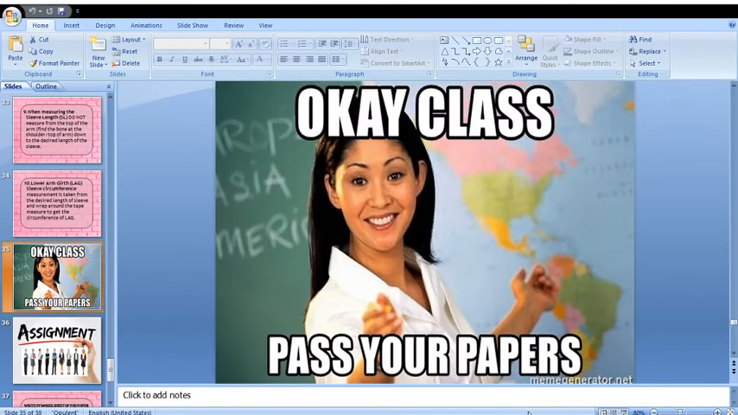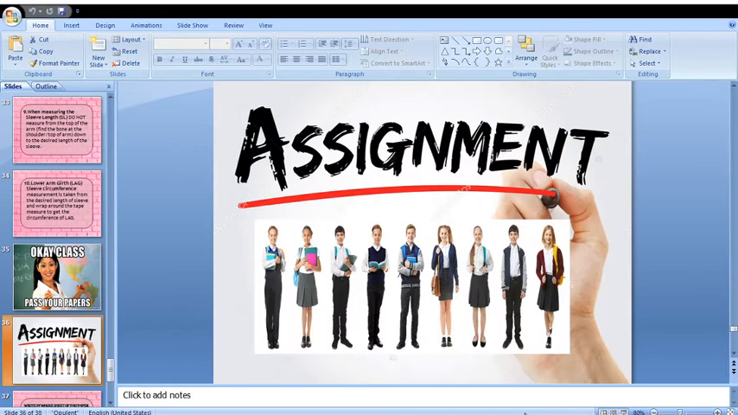Alright, so are you done? Okay, class, pass your papers. For your assignment, what can you see in this picture? Okay, Jennifer, what can you see in this picture? Alright, so those are the different school uniforms.